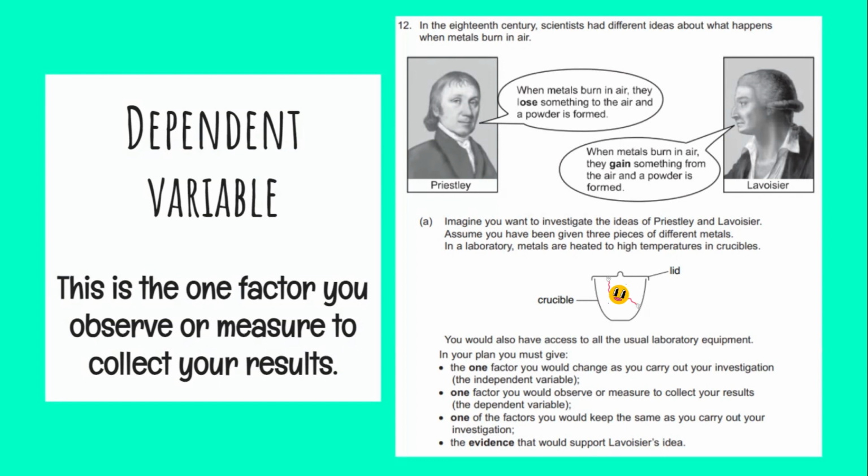Once it's cooled down, you could then reweigh and measure the mass of your product with the crucible and the lid. The lid can keep and stop any of the products from escaping, so you would definitely have all of the mass remaining, and anything that has lost something to the air, you could detect, or whether they've gained something from the air and a powder is formed, you could detect that by an increase in mass. If they've lost something, they would have decreased. If they've gained something, they would have increased in mass.